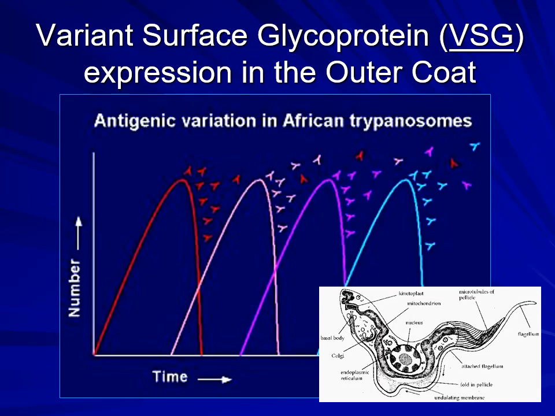Now, how do we have the immune evasion with this parasite, which lives actually within the white blood cells in the tissues?